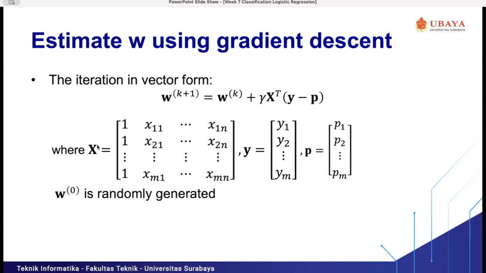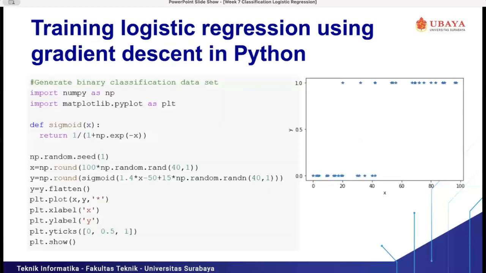So we have the x, which is the data set with n features and m observations. And we also have the y, which is the output. Because we have m training data, y will also have m numbers. And we also have the p, the probability of the output. Then the initialization of the weights will be randomly generated.